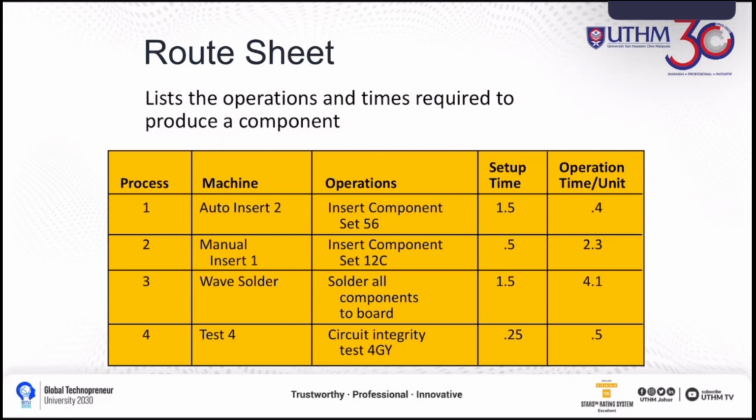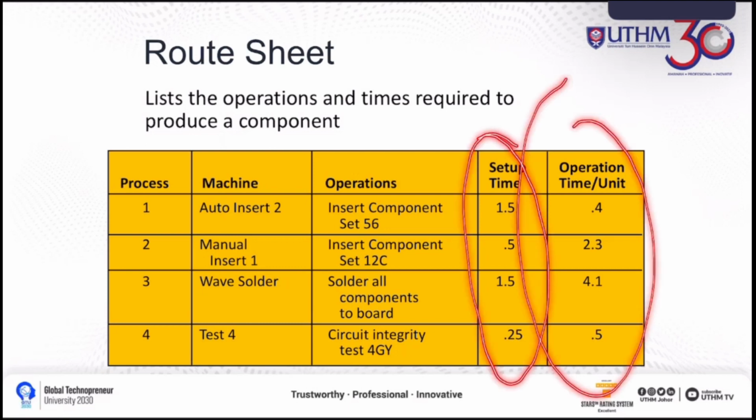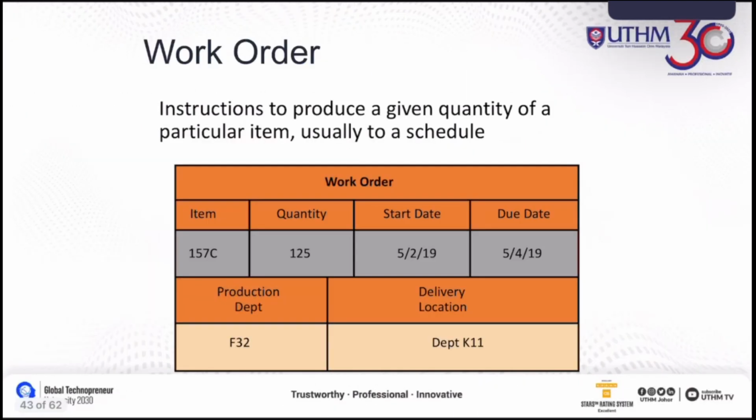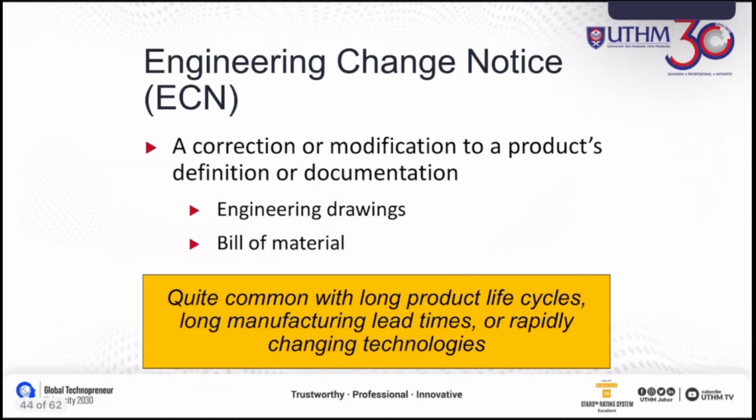Root sheet is the list of operations and time required to produce a component. So you can see this is setup time, operation time. And then work order, you can see that this is instruction to produce a given quantity of a particular item, usually to a schedule. So this is like schedule, how many of the item needed, and then which productions is needed. So where this production, location, delivery. Okay, so they are under one sheet.